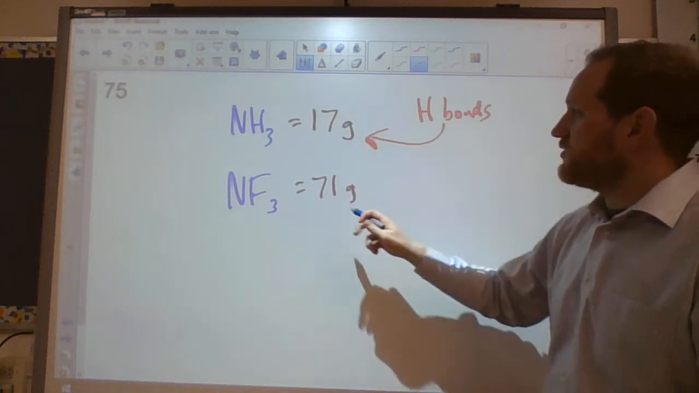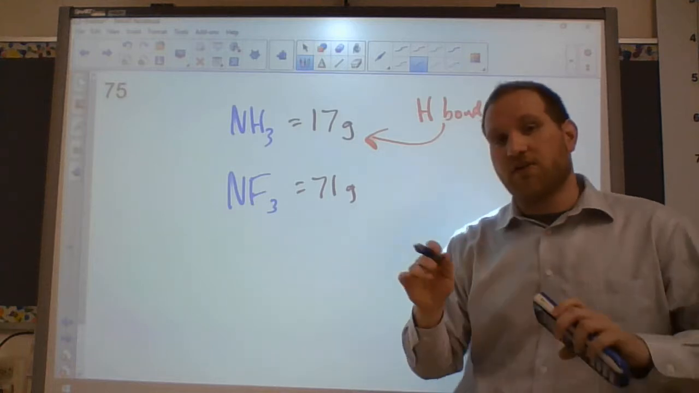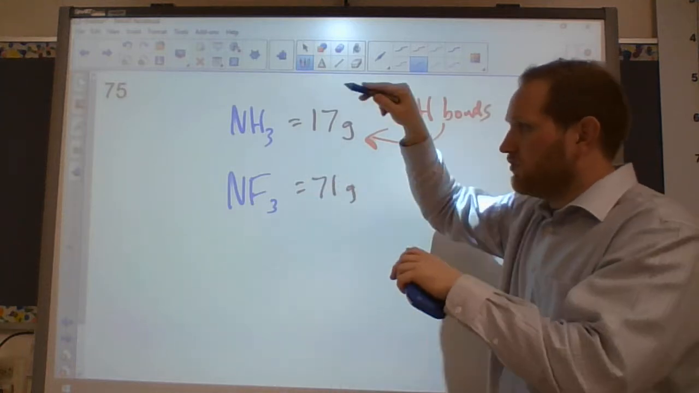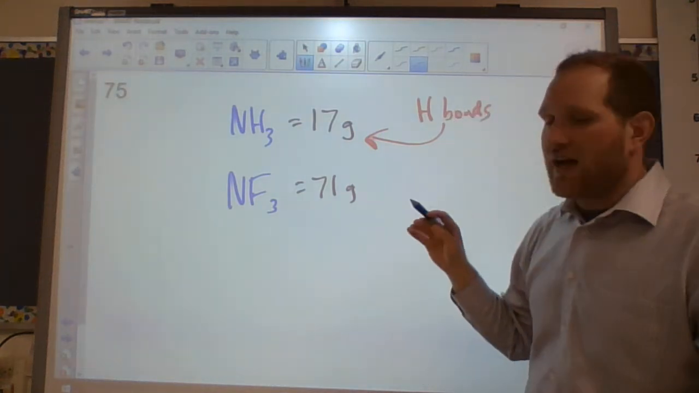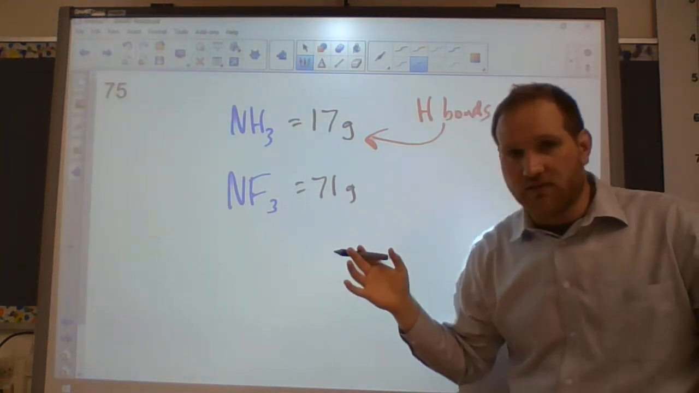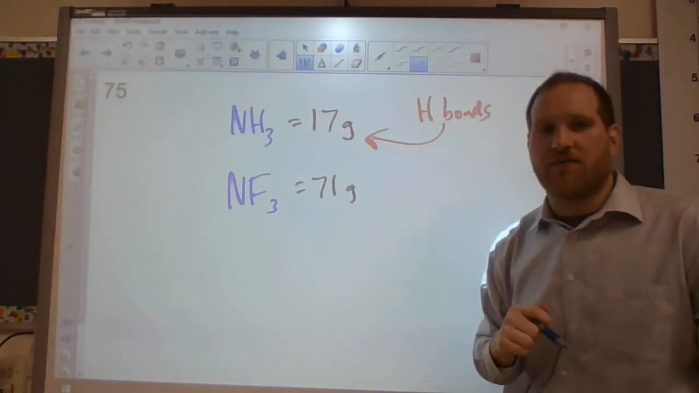Okay? Now these are both going to be polar. If you do the Lewis structure, you're going to end up seeing that they're both trigonal pyramidal, where the N has a lone pair sticking off the top, which skews those 3 legs down. So they're both going to have dipole-dipole. They're of course both going to have London dispersion forces, but only this has hydrogen bonds, which is why it's going to have the higher boiling point.